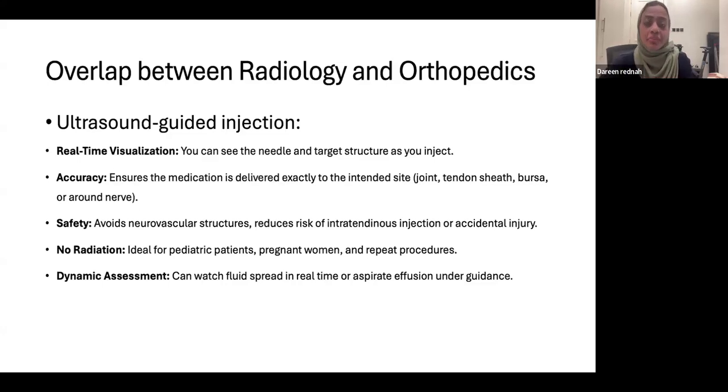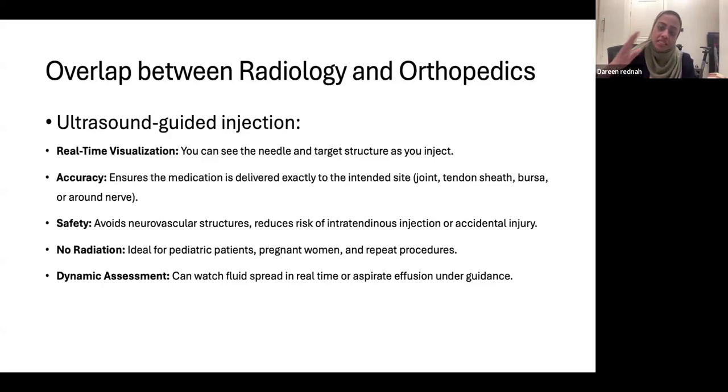Okay, overlap between radiology and orthopedics. In orthopedics, we use ultrasound guided injection. It's real-time visualization. You can see the needle and target structure as you inject. Accuracy ensures the medication is delivered exactly in the intended site.